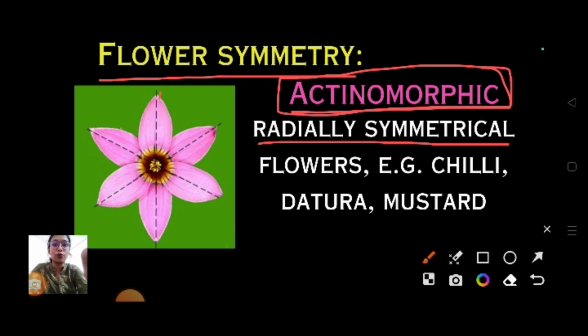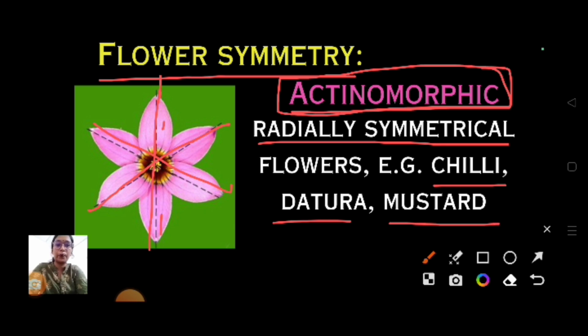we are dividing into more than one plane. You can see in this figure we can divide into more than one plane. There you will get two equal halves. They are giving equal number of halves. For example, in chili flowers, in dhatura flowers also, and in mustard flower, we can see actinomorphic symmetry, where we can divide a particular flower in more than one plane.